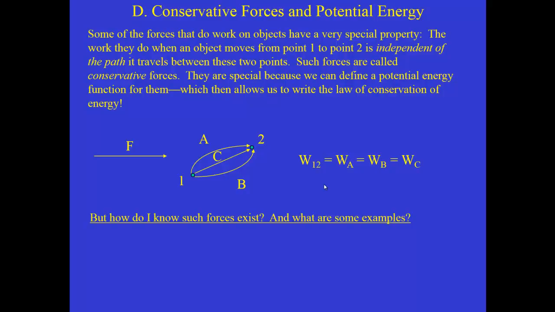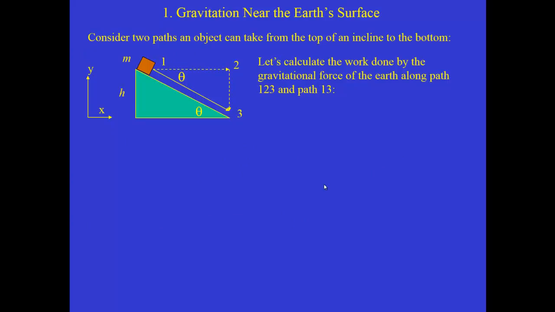But how do we know that such forces exist, and what are some examples of them? Well, we can do some very simple example calculations to show that the work done by certain kinds of forces does not depend on the path that they travel. And gravitation is one of these forces. Let's look at the work done by gravity on an object when it moves near the Earth's surface.